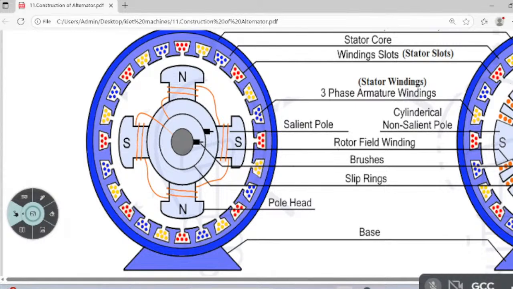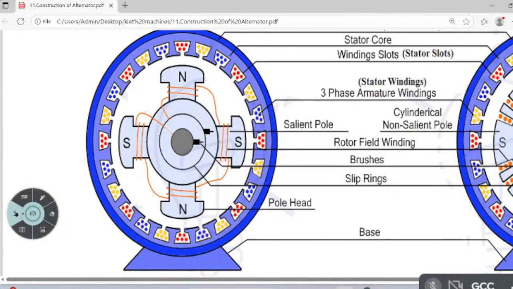Only conductors, that means the armature. Armature means the stator consisting of stator winding, which consists of conductors. Compared to the DC generator, in the AC generator I am changing the places. In the DC generator, where is the field? The field is stationary: north pole, south pole, north pole, south pole, and a pole shoe.